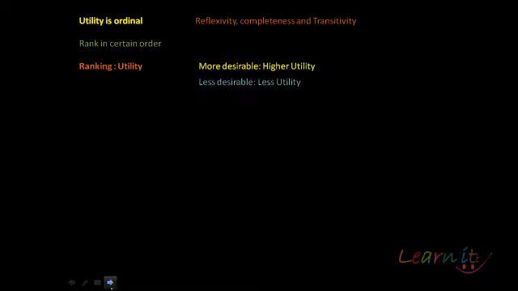Okay, now we'll prove that utility is ordinal. Given the assumptions of rationality, that is reflexivity, completeness, and transitivity, it is actually possible to show that individuals are able to rank, in a certain order, all possible preferences, from the most desirable to the least, or the least desirable to the most.